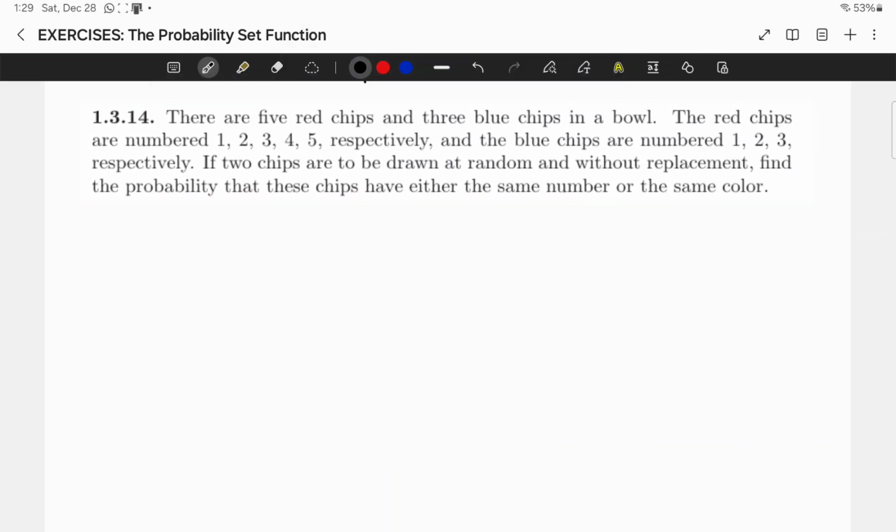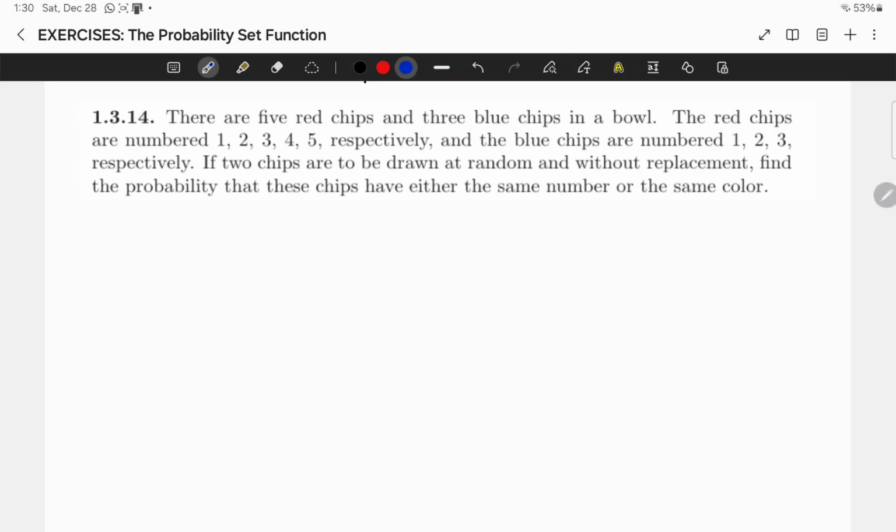There are 5 red sheeps and 3 blue sheeps in a bowl. The red sheeps are numbered 1 to 5 respectively, and the blue sheeps are numbered 1 to 3 respectively. If 2 sheeps are to be drawn at random and without replacement, we have to find the probability that these sheeps have either the same number or the same color.